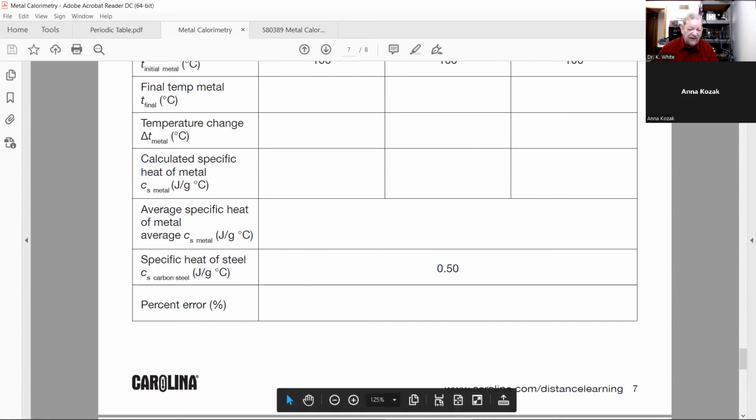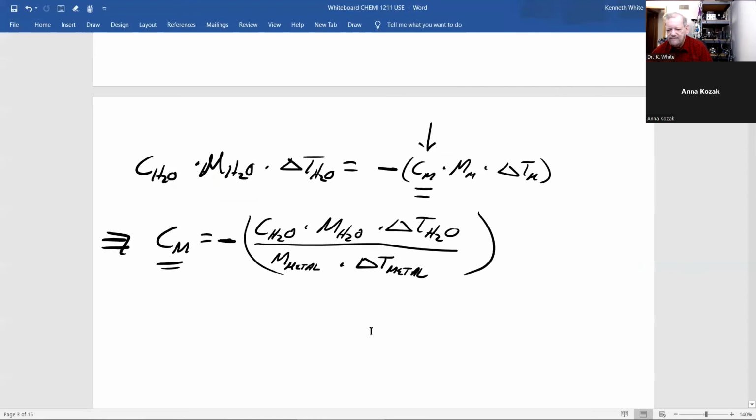Here's the literature value, and you need to calculate the percent error. So let's go back and look at all of this. This is equation 4, and you'll use this. This is given to you, 4.187. This is the weight, approximately 40 degrees.